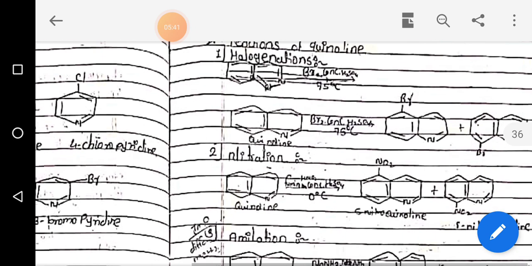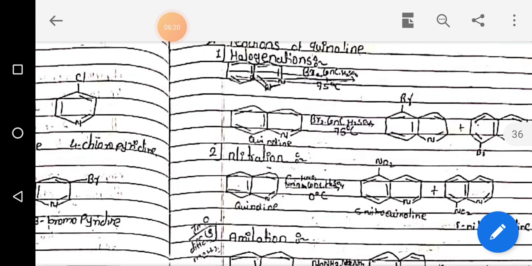So for halogenation, we are doing the bromination reaction here. For the bromination reaction we use the reagent Br2. The starting material of this reaction is quinoline, with Br2 and concentrated H2SO4 at a temperature of 75 degrees centigrade. The concentrated H2SO4 acidic medium is helpful for the addition of bromine. So bromination takes place at the favorable positions.